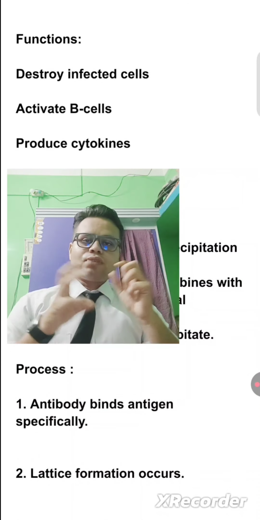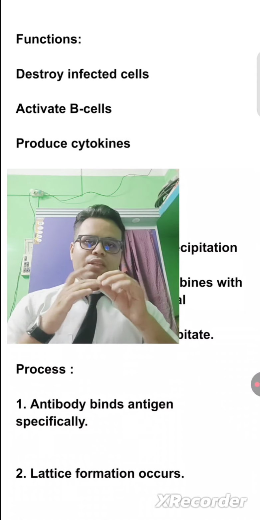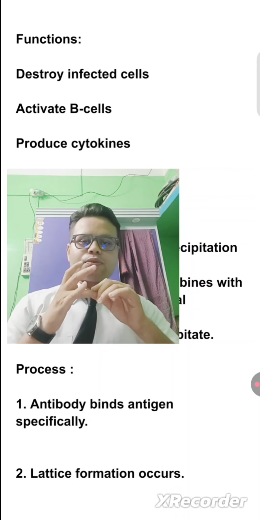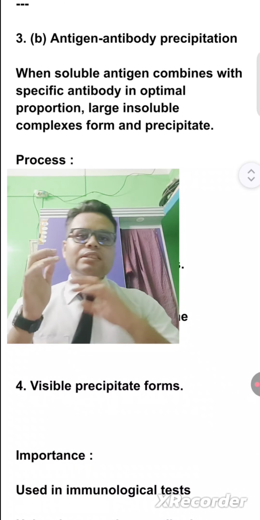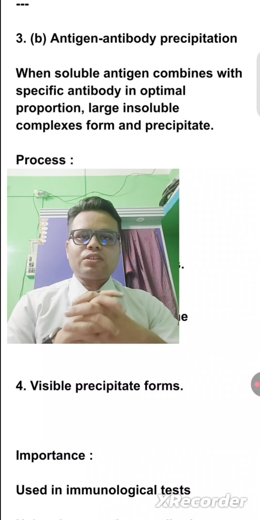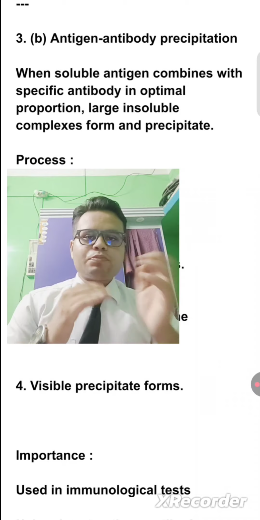Destroy infected cells first of all. Second, activate B cells. Number three, produce cytokines. These are the functions. Next, antigen antibody precipitation. Okay. So what does antigen antibody precipitation mean?